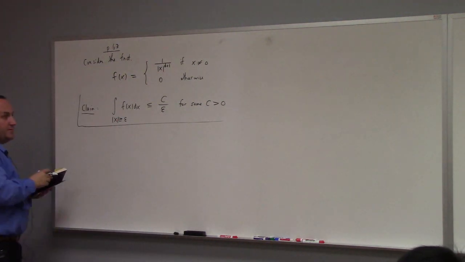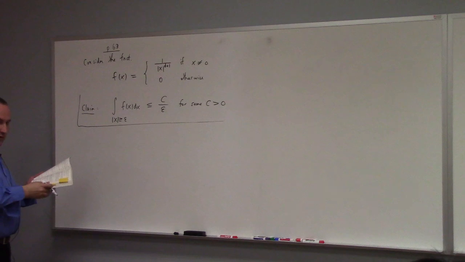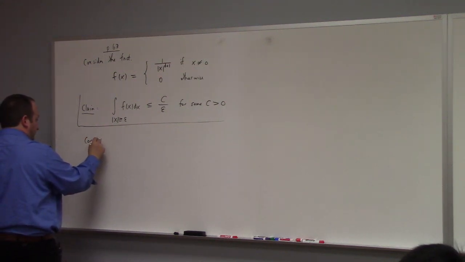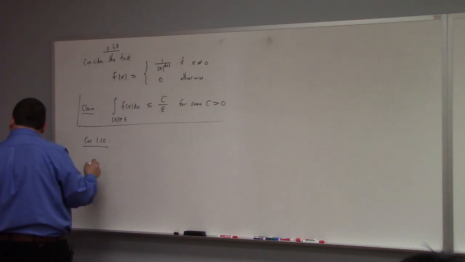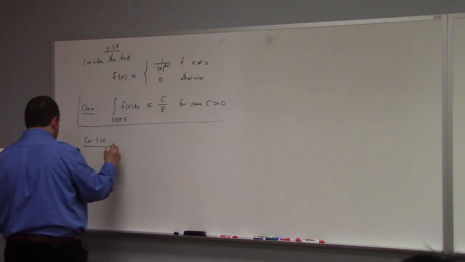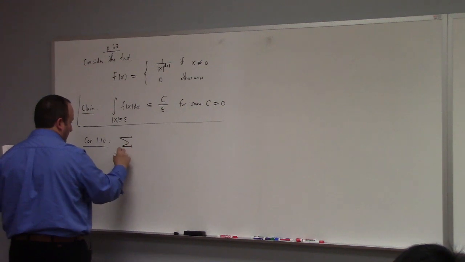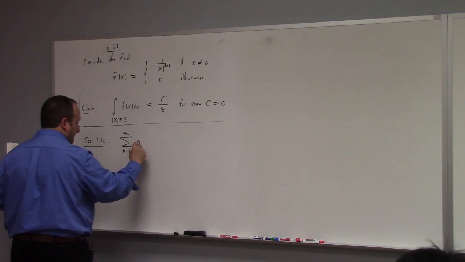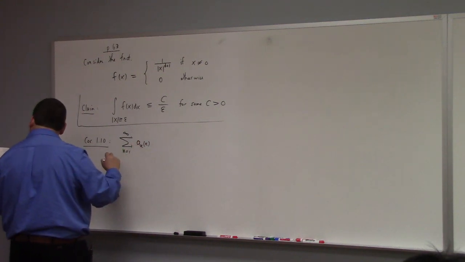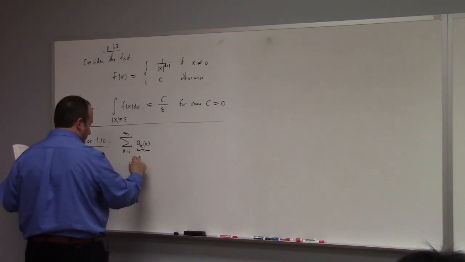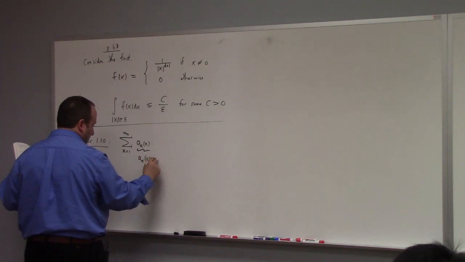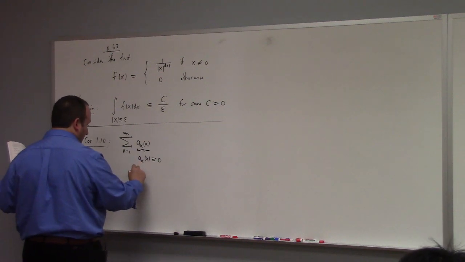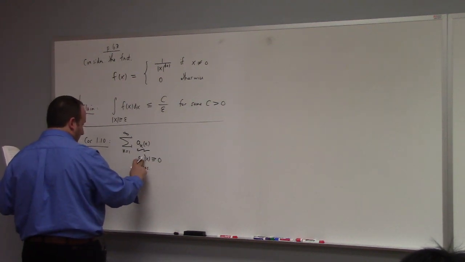So this is all built. Let me just remind you what we're using. Corollary 110 is the engine driving this example. And that engine says if we have a series, k equals 1 to infinity, of a_k of x, a series of functions, where each is greater than or equal to 0, measurable, all right?